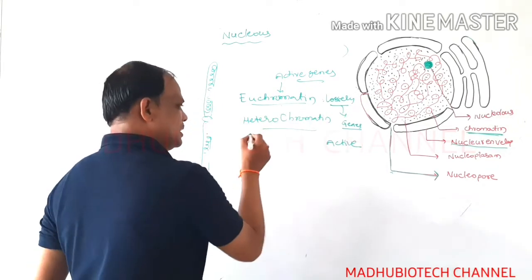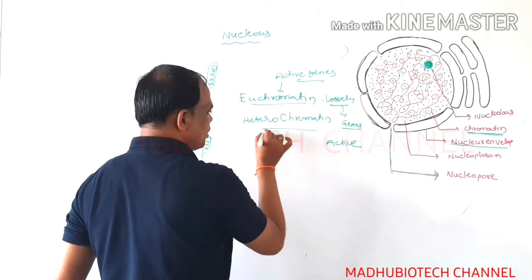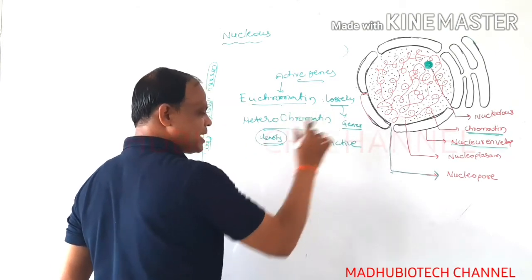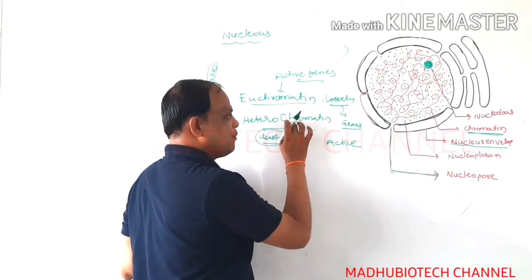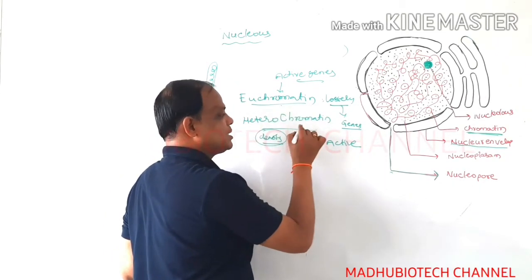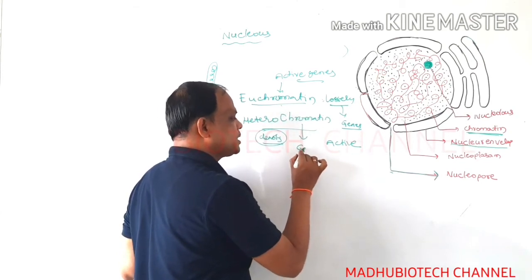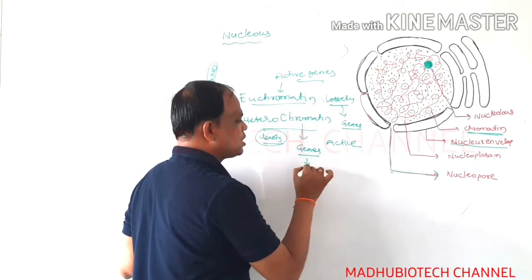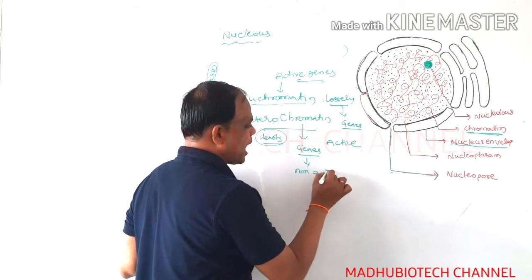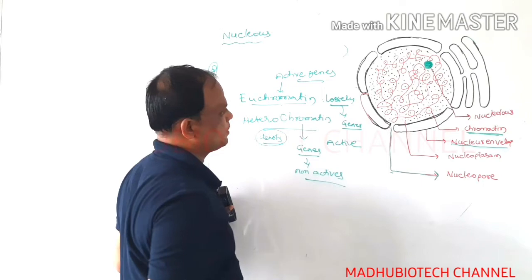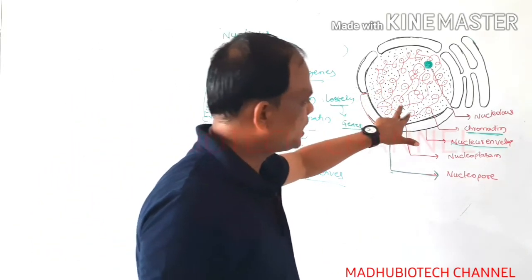Heterochromatin means the densely stained, very highly stained structure. This high-density structure contains a very low amount of genes, and these genes are non-active. Okay, and this is the structure of chromatin.